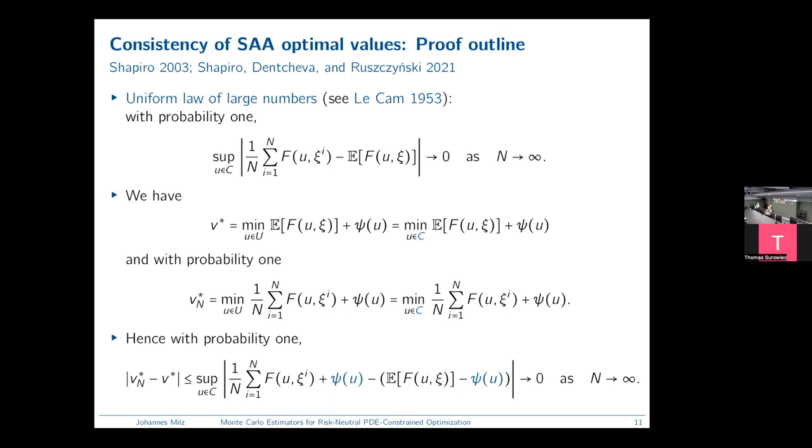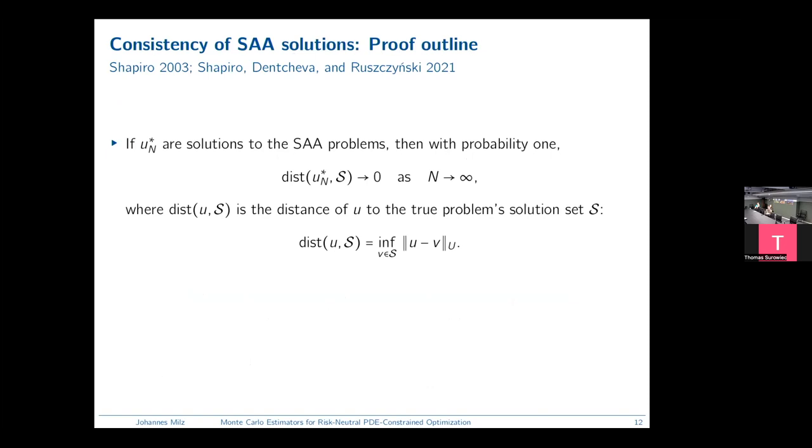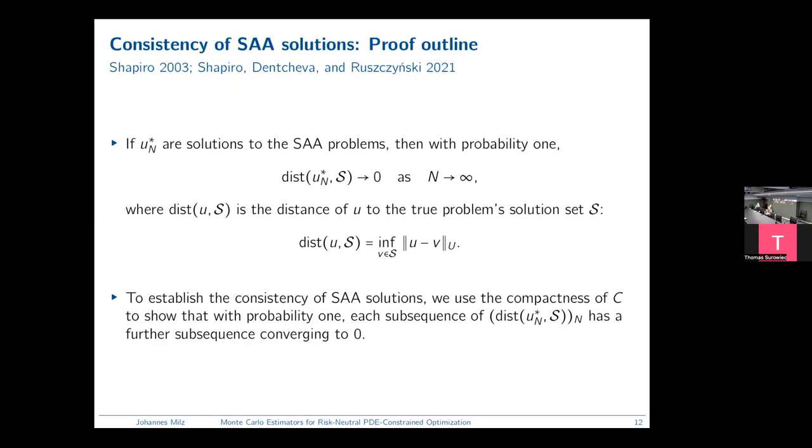And then consistency of SAA solutions means that if you're given solutions to the SAA problems, then with probability one, this distance here converges to zero. And this distance, dist of u n star to S, is the distance from this point u n star to the true problem solution set. Okay, so to the points that are closest to the solution set of the true problem. So this is what I mean by consistency of SAA solutions. It can actually be generalized, but that's okay for this talk. And how can we establish this convergence to zero? You may, for example, use a proof by contradiction or show that every subsequence of the sequence converges to zero. Okay. And this also exploits the compactness of the set. So this is a very important assumption here.